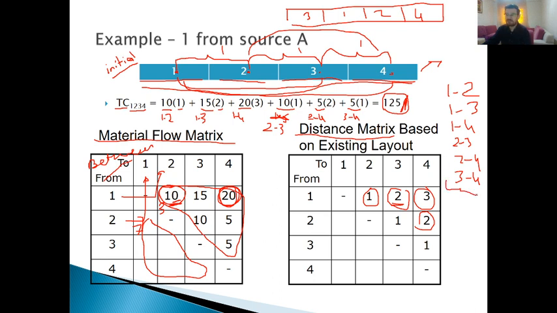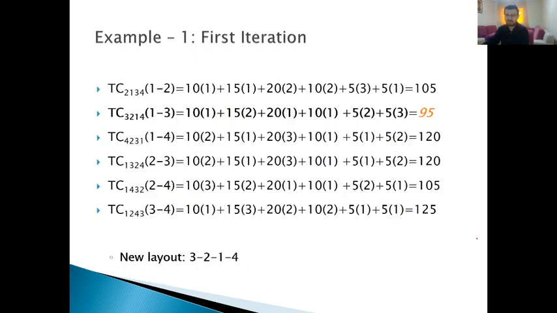So in total, how many departments do we have? 4. Okay, 4 choose 2 gives 6 swaps. Okay, now let's take a look at these swaps and see how the costs are calculated. Okay, when I swap 1 and 2, the new layout will look like this.